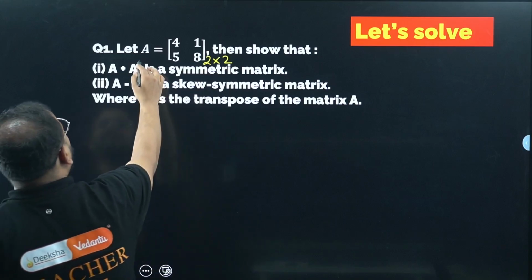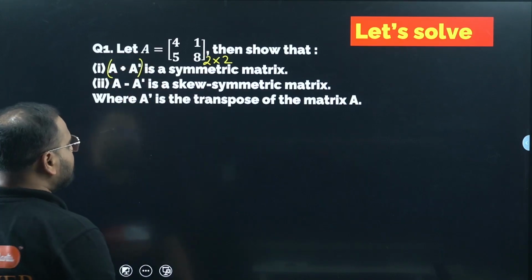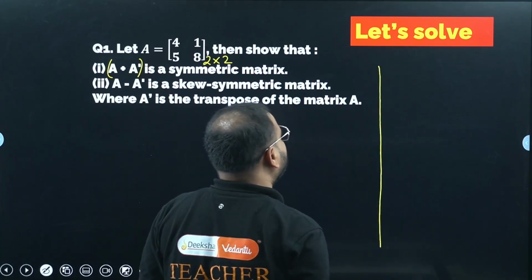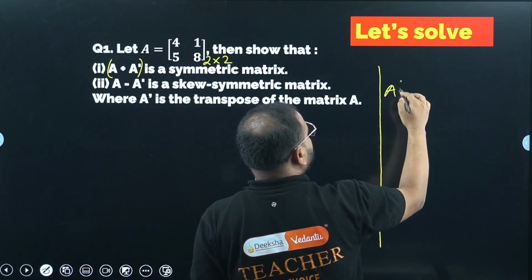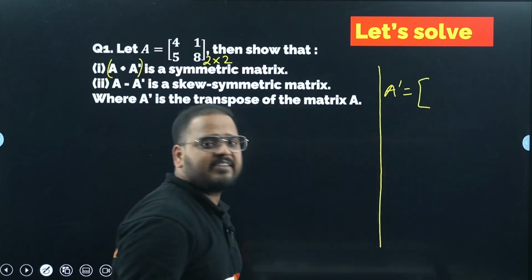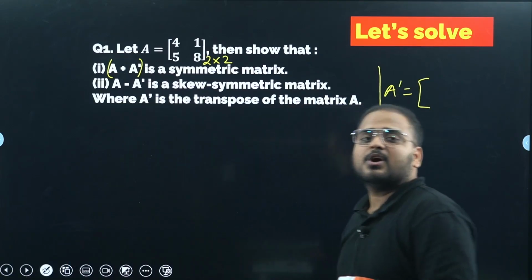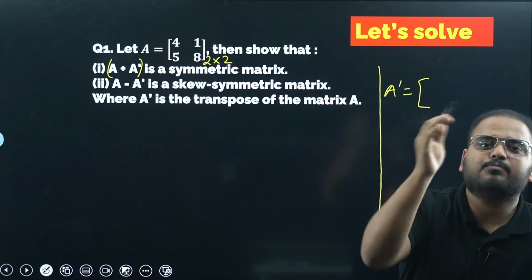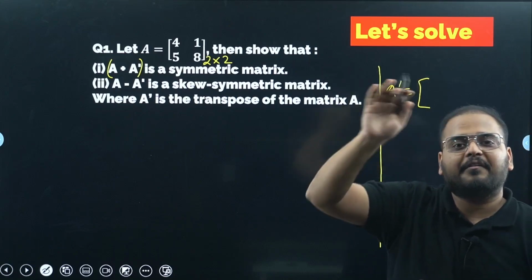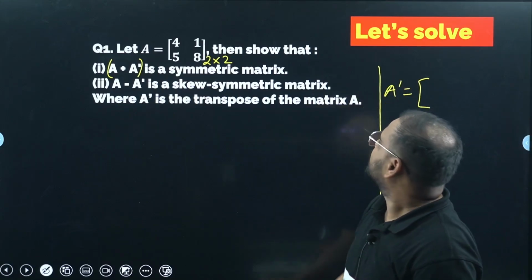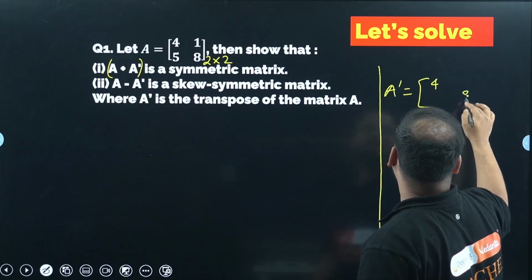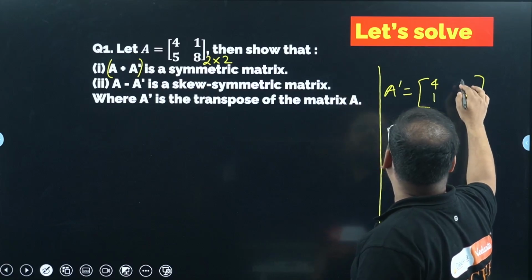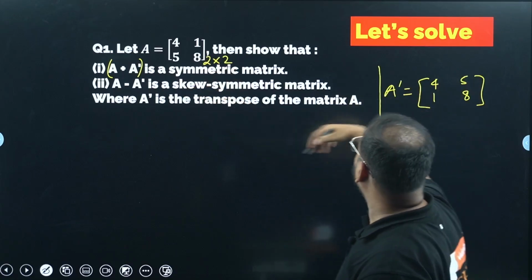Then for A plus A dash, we have to prove that this is a symmetric matrix. To do that, I first have to find A dash. What is the meaning of A dash? A transpose. Whatever is in A, we keep the diagonal the same and take the mirror of the other elements about the diagonal. So I keep 4 and 8 as they are, and 1 will come here and 5 will go there.